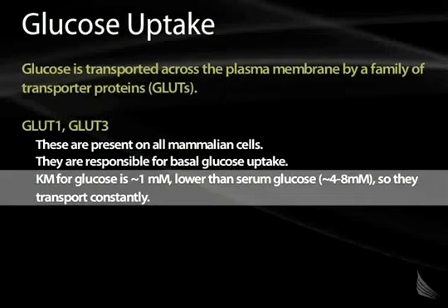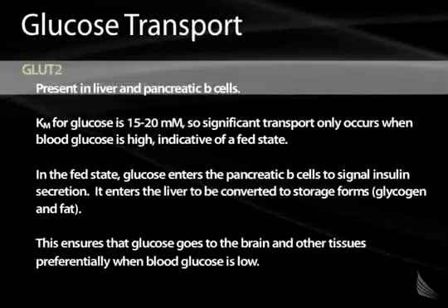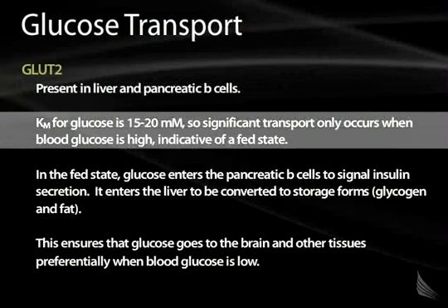The Km for glucose is about 1 millimolar, which is lower than normal serum glucose, which is usually about 4 to 8 millimolar. The consequence of this is that glucose is being constantly transported by this transporter into cells. GLUT2 is present only on liver hepatocytes and pancreatic beta cells. The Km for glucose for this transporter is 15 to 20 millimolar. So significant transport only occurs when blood glucose is very high, indicative of a fed state.